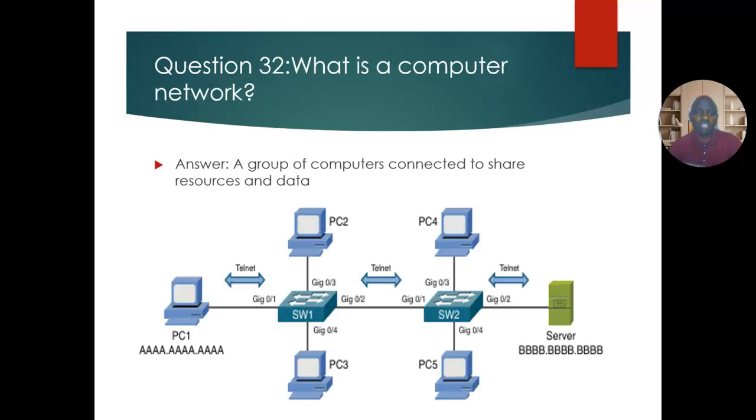Then what is a computer network? This is a group of computers connected to share resources and data. For example, you can have these computers connected together on a switch to access this server. You can also have a computer access a printer. For example, computers 1, 2, 3, 4, 5 are all accessing one server. So that's a group of computers connected together with the intention of sharing resources and accessing data.